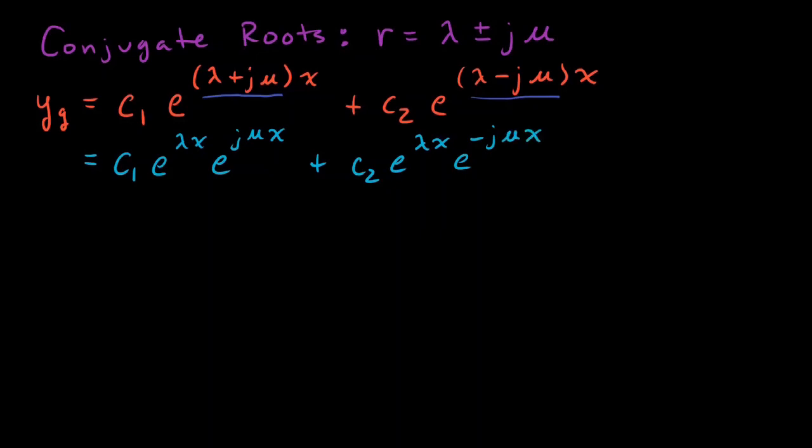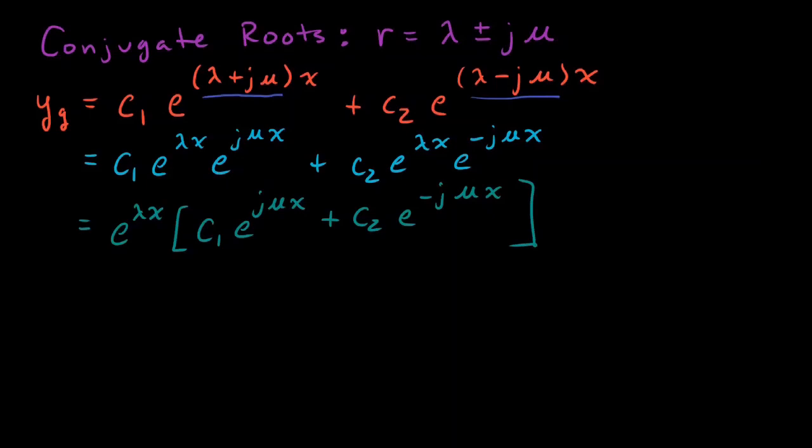Okay, so all I've done is separated this exponent that was a sum into terms that I multiply, and did the same for both halves of that expression. And then I can factor out the e to the lambda x. So I'm going to have e to the lambda x onto something that looks like c1 e to the j mu x plus c2 e to the minus j mu x. Okay, now remember the c1 and c2 are just real numbers, and they're certainly not necessarily the same.